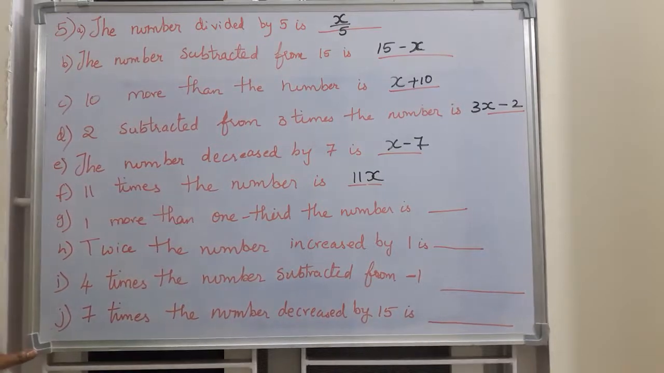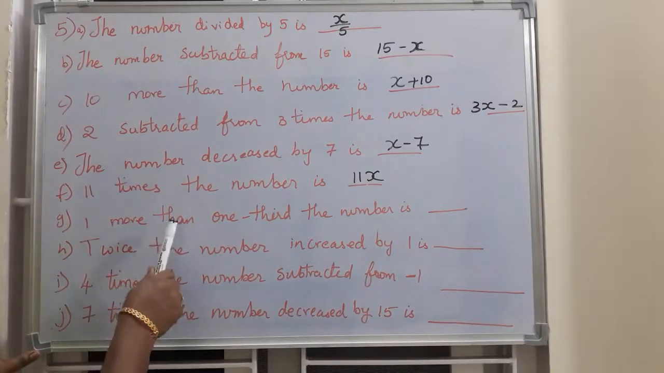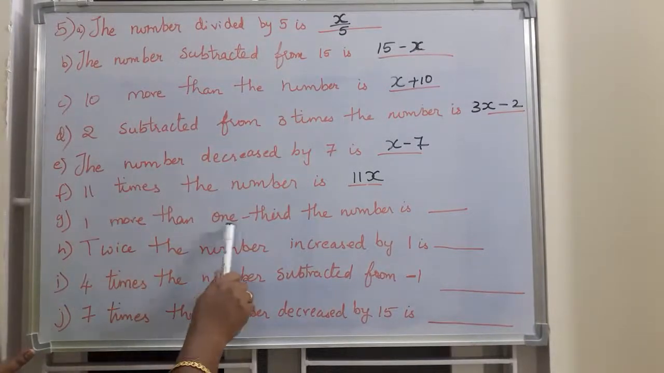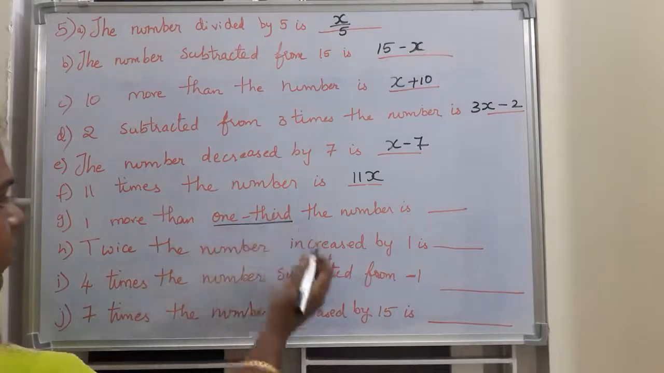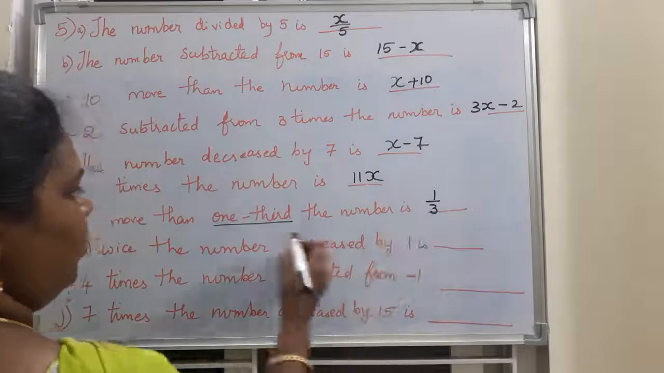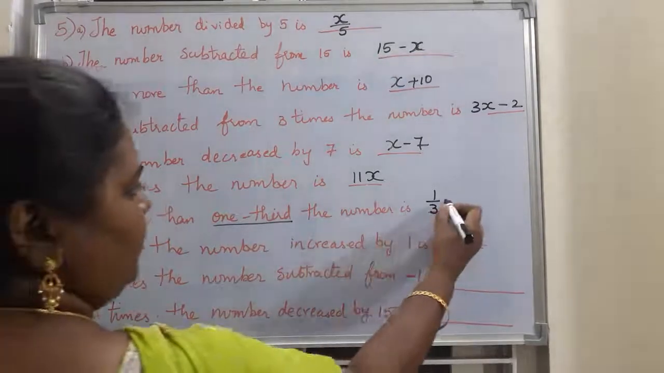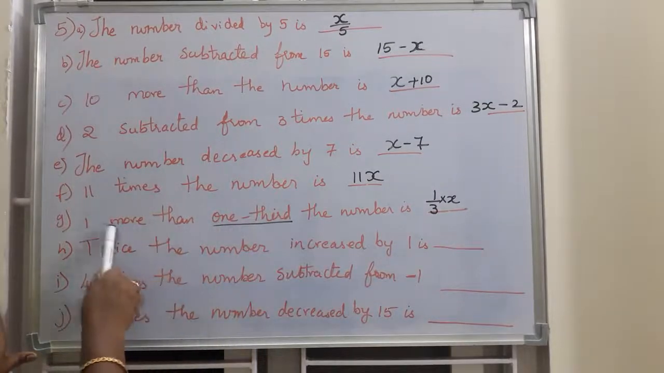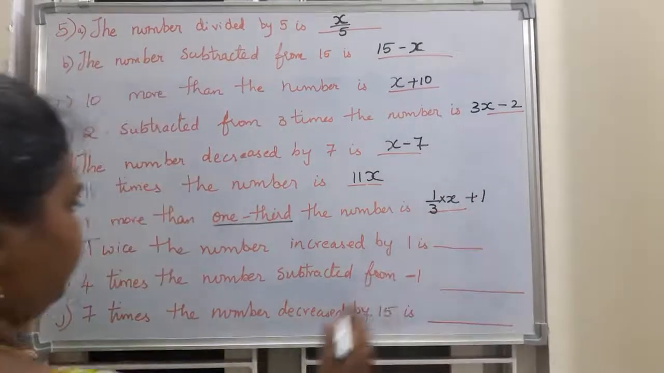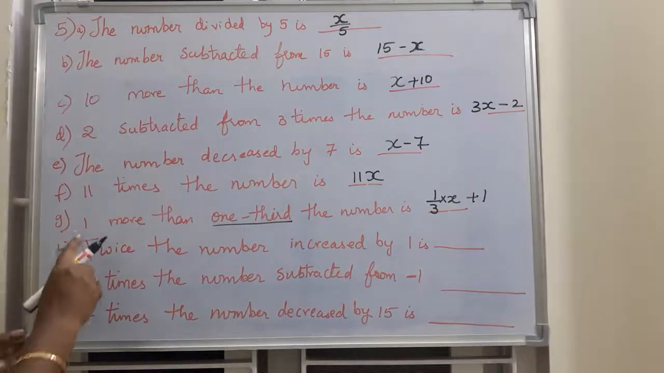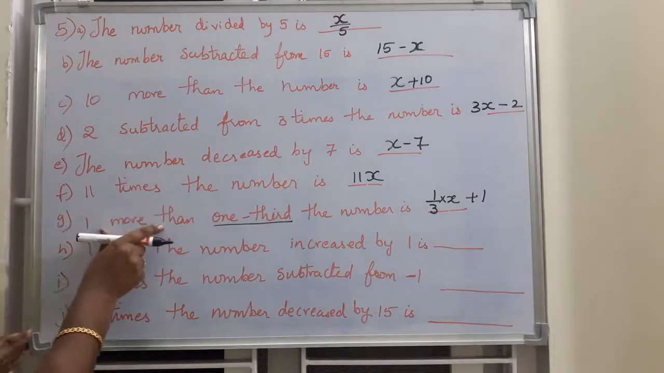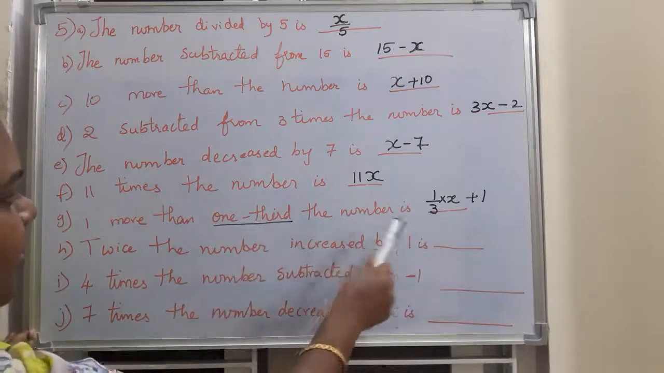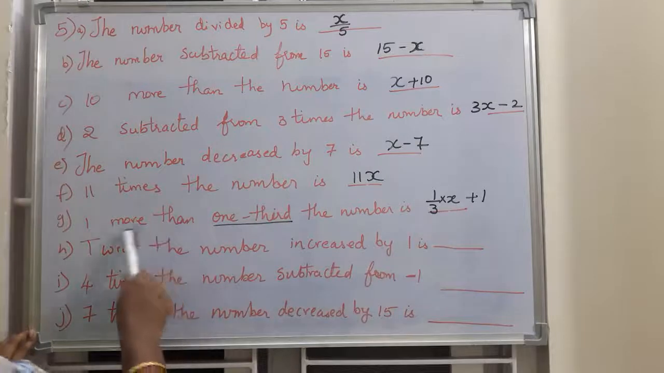Next, 1 more than 1/3 of the number. More than means addition; you have to add 1 to 1/3 of the number. 1/3 means 1 by 3. The number is x, so 1 by 3 x. For this you have to add 1. So it's x by 3 plus 1.